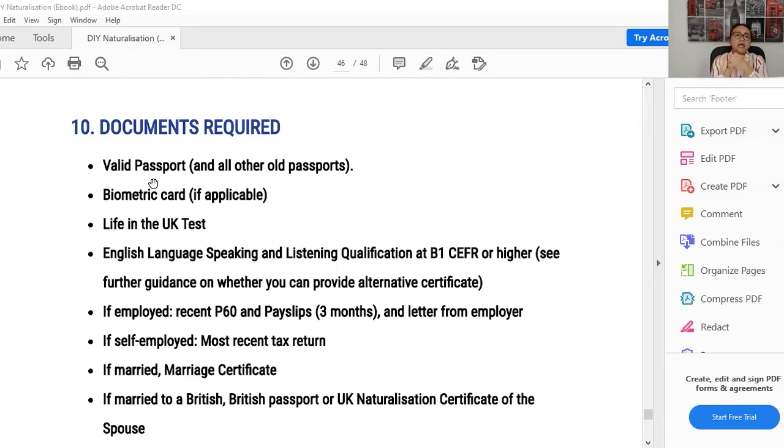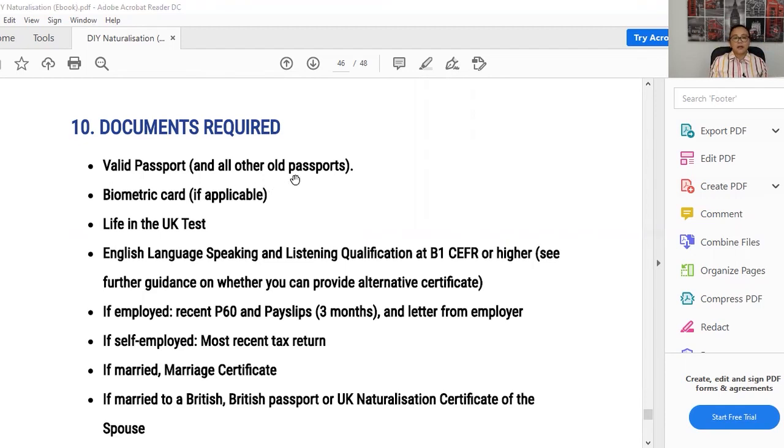They won't take it from you, but you need to scan all the pages. Don't just scan the first page, because the reason you need to scan all the pages is that it will show whether or not you have been out of the country. It will have the passport stamps, right? So that can be proof, because they ask for proof of residence, whether you've been resident in the UK, and the only way to do that is to show your passport, to check whether the absences you declared are correct.